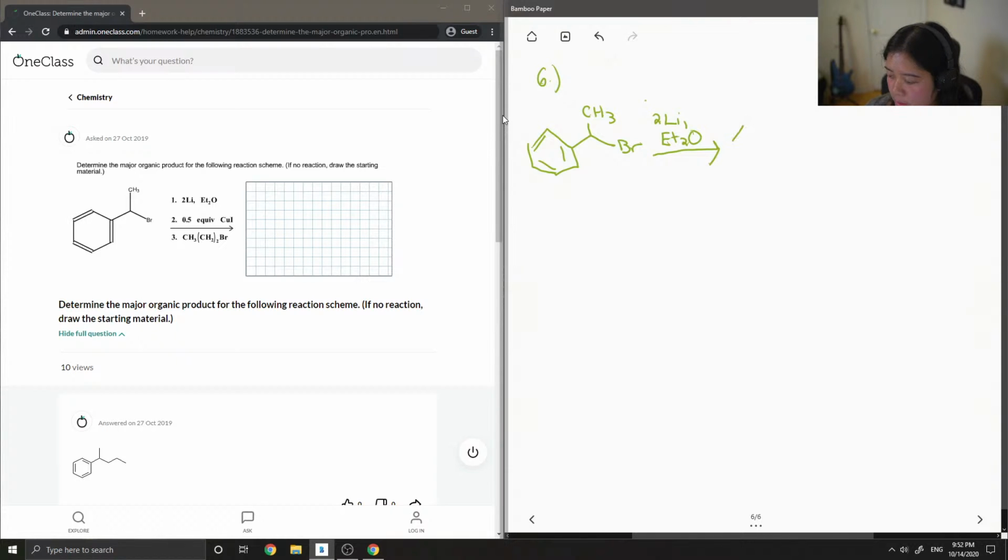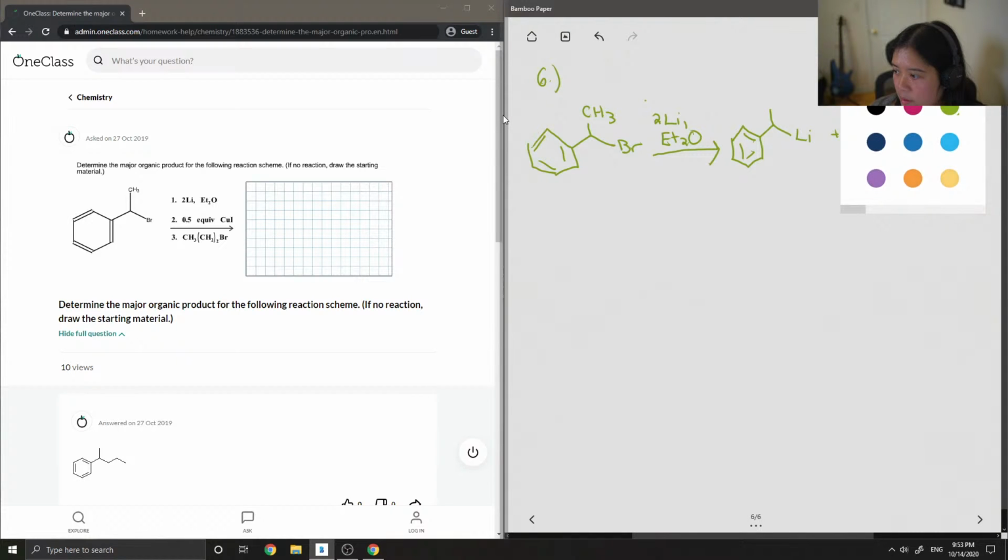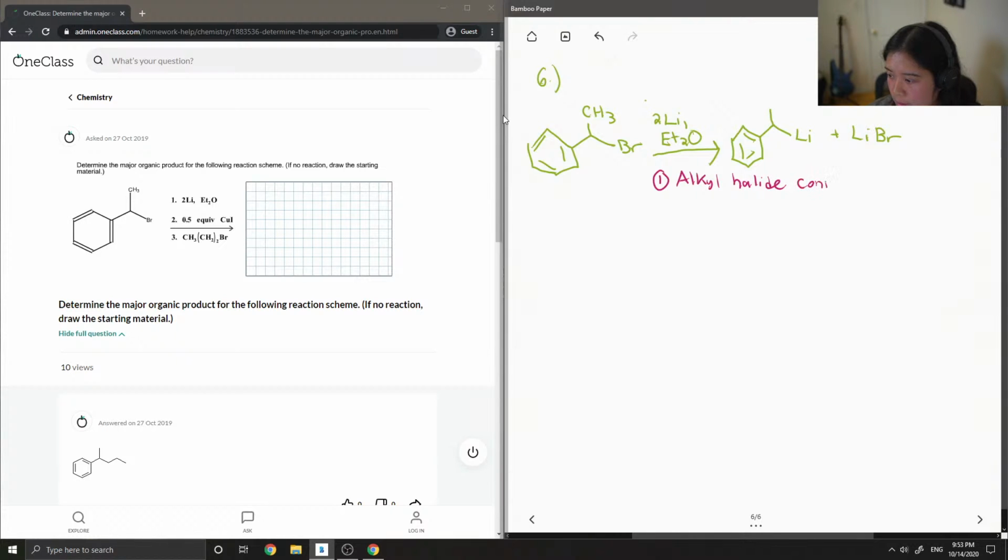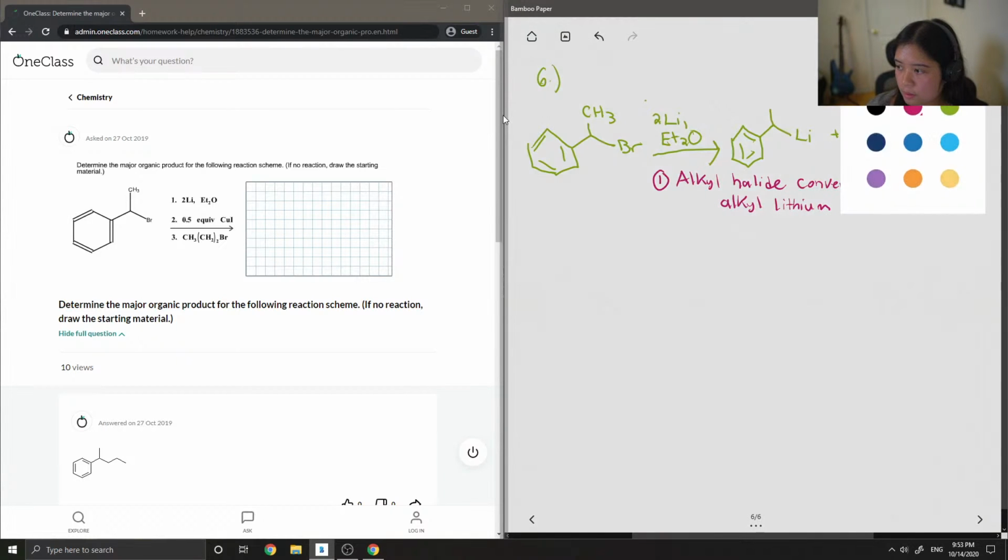and basically what this does is that it converts your alkyl halide into an alkyl lithium compound. And then you get products that look like this. Let me just write that down. Your alkyl halide converts into alkyl lithium. Okay, so that's the first part of the question.